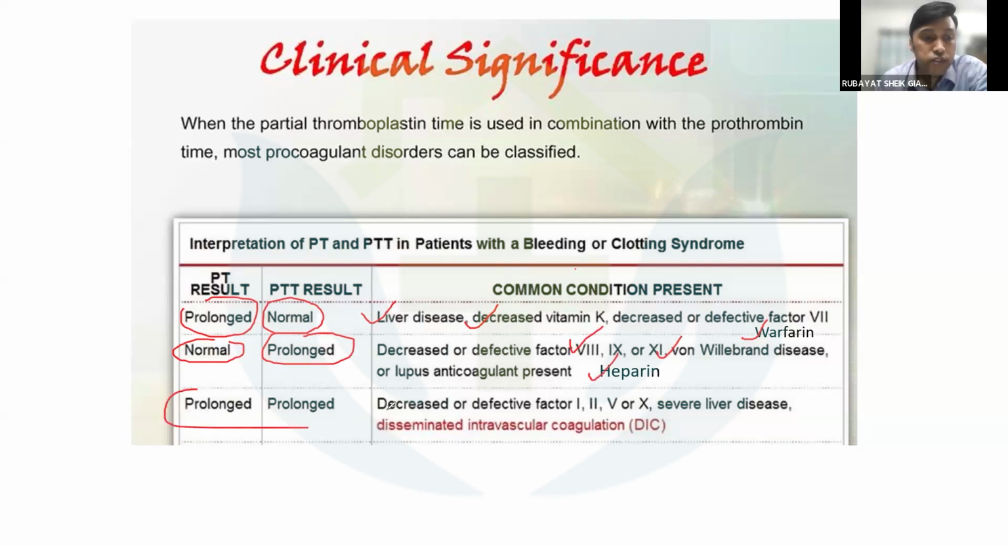If both are prolonged, very important, DIC. We'll be going through that a little later. Disseminated intravascular coagulation. Both PT and APTT will be prolonged. So keep this in mind as we go forward.